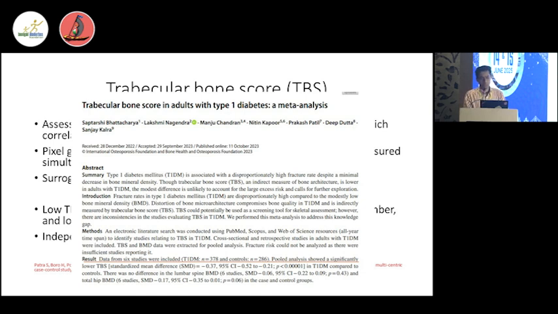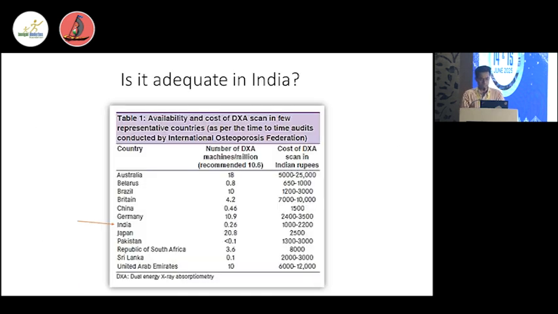So what is trabecular bone score? It assesses the texture of the spine using the same DEXA scans, which correlates with the bony microarchitecture. It signifies the pixel gray level variation in the lumbar spine DEXA images, and it can be obtained in the same DEXA setting. The DEXA machines, mostly Hologic machines, need to have this software. Very importantly, it's a surrogate marker for bone histomorphometry. If a patient has a lower trabecular bone score, they have thinner trabeculae, reduced trabecular number, and low connectivity density.